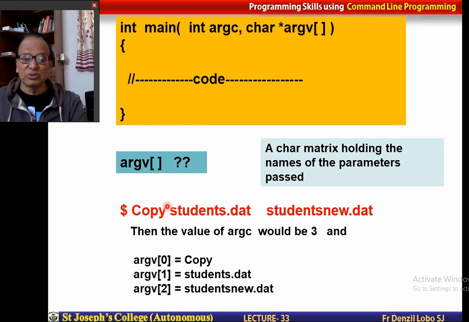Therefore, argv[0] is going to be the name of the file, our command line program. Argv[1] is going to be students.dat, and argv[2] is going to be students new dot dat. So this way we know what are the different arguments passed to this main program. So this is very important. We are going to use both of these immediately now. So please remember, argv[0] is the name of the command line program, and 1, 2, 3, 4, the number depends on the number of arguments you are going to pass.